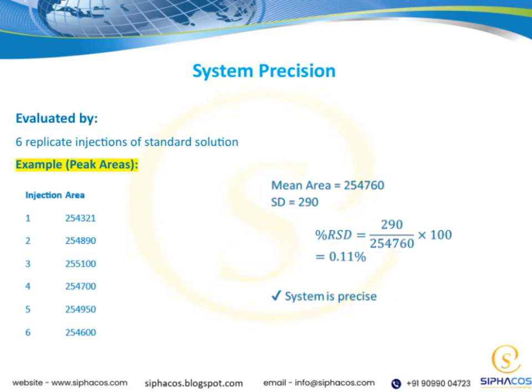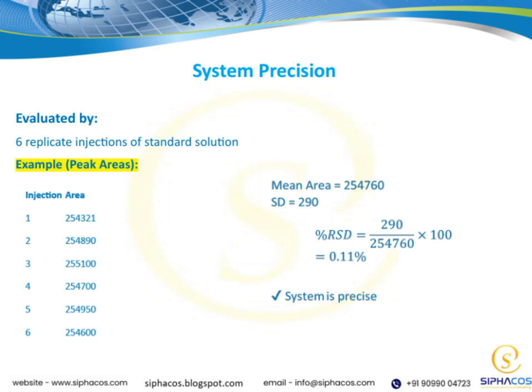Now, let's talk about system precision. This is evaluated by performing 6 replicate injections of our standard solution. The idea here is to see how consistent our system's response is when we run the same sample multiple times. For example, we look at the peak areas generated during each injection. If the system is precise, these peak areas should be very similar across all 6 runs. This consistency is crucial because it assures us that our measurements are reliable and reproducible.